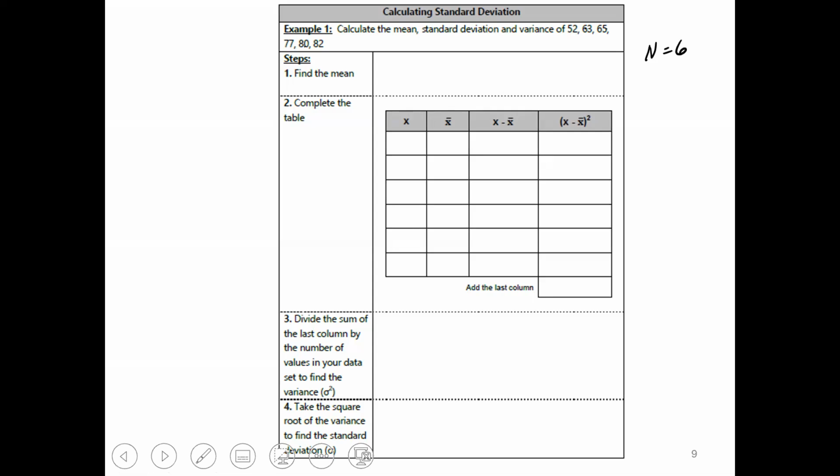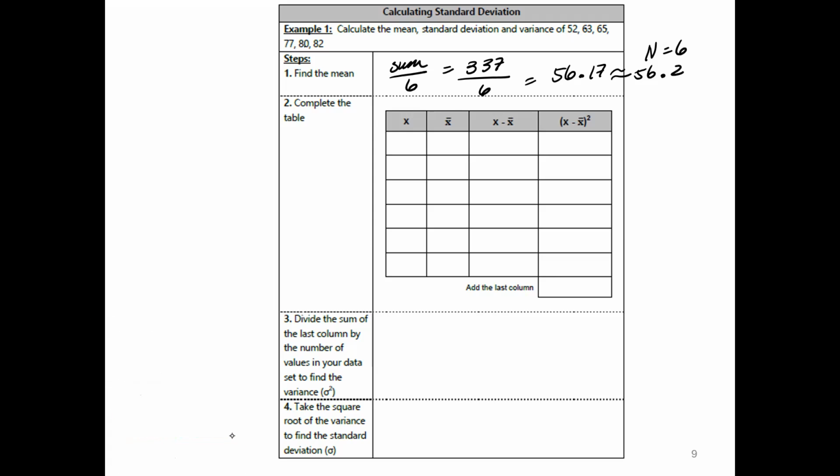Step 1 is to find the mean. So with the mean, you're going to add everything together and then divide it by 6. So grab your calculator. And altogether, your total is 337 divided by 6, which is going to give you 56.17. Or you can round it up to 56.2.